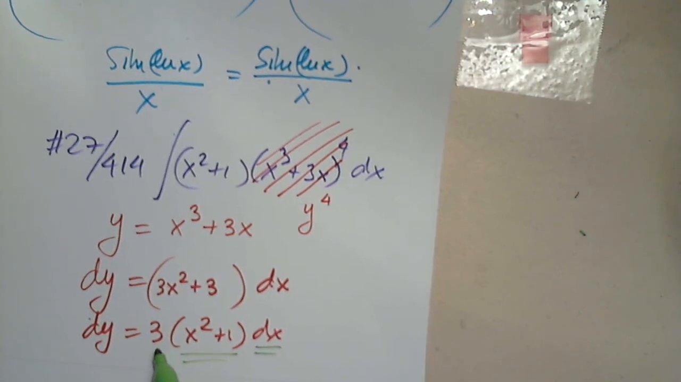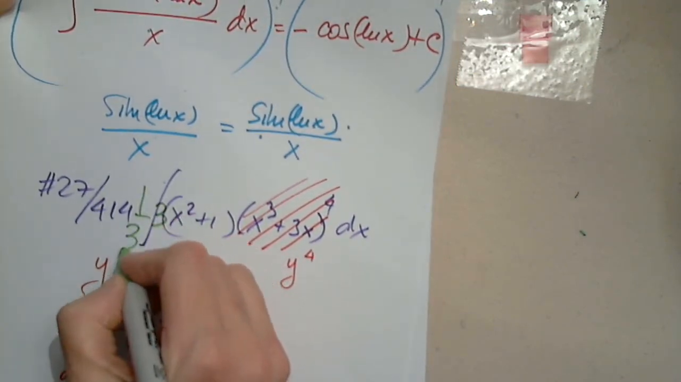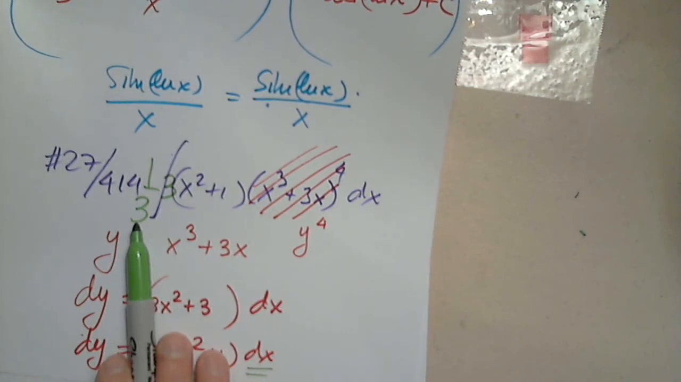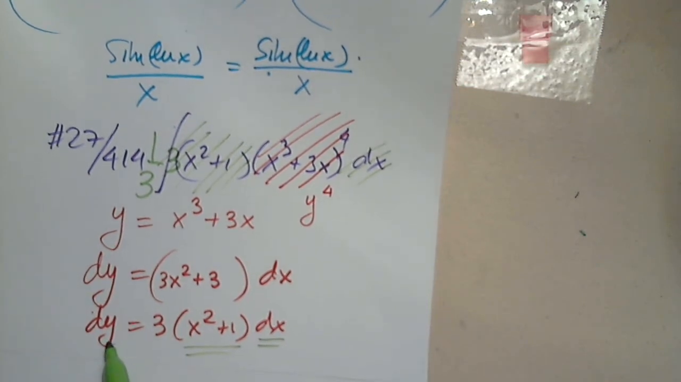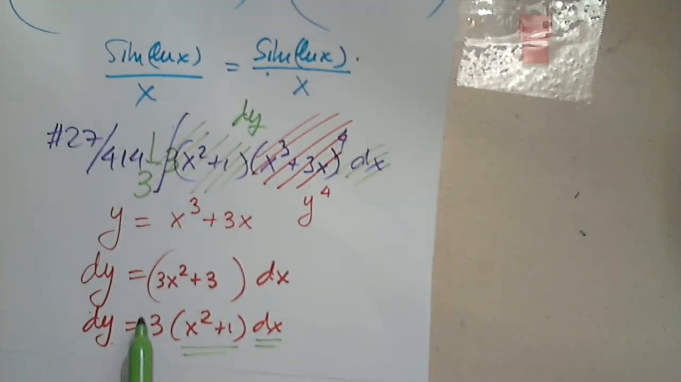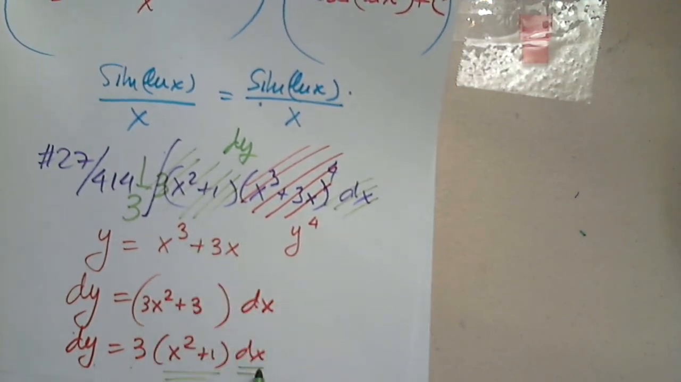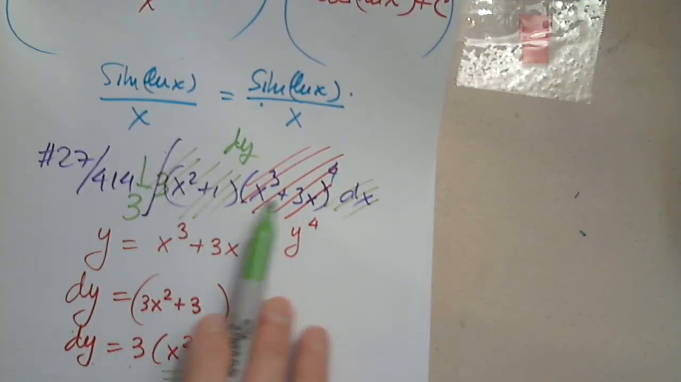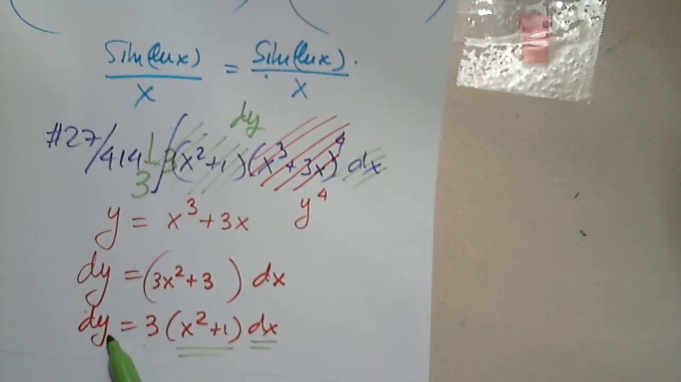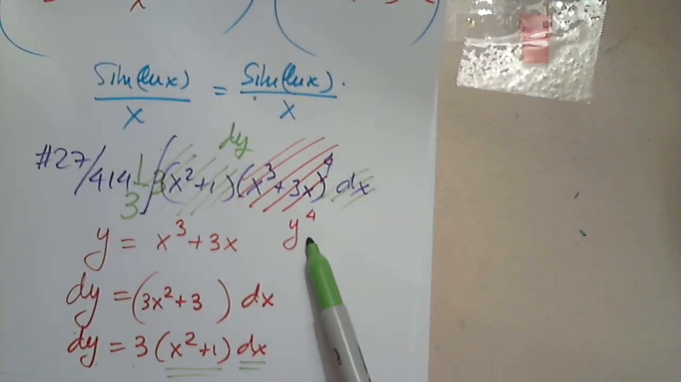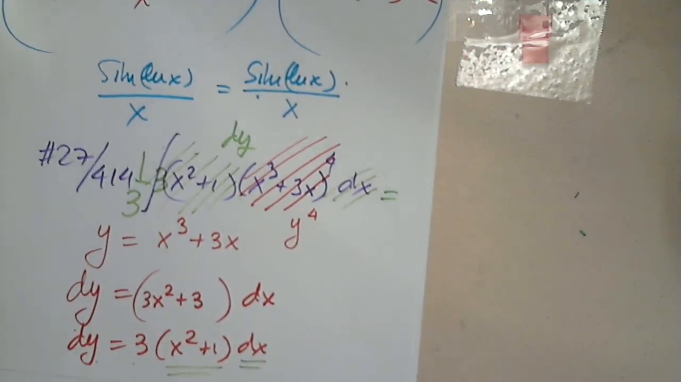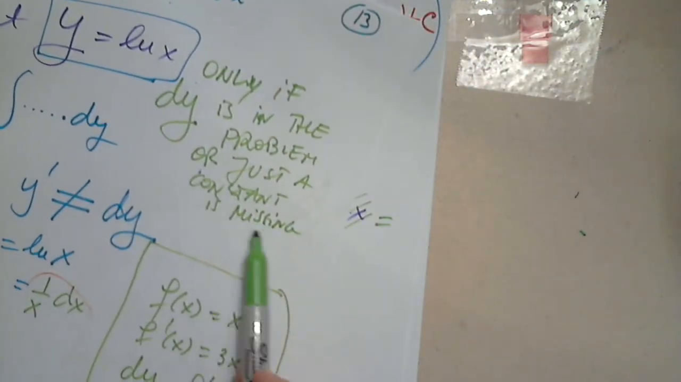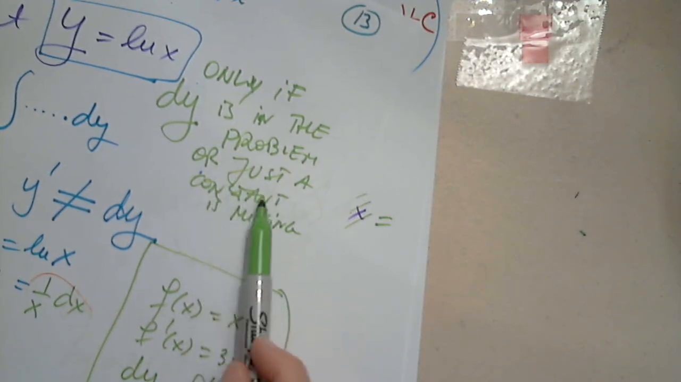I don't have the 3. Not a problem. I can multiply by 3 and divide by 3. And now all this piece is dy. 3, x squared plus 1, and dx, all three factors will be replaced by dy. This whole piece will be replaced by y to the fourth, and I have a 1/3 in front. That's what I said here, except just a constant, a factor. I can always make that up.